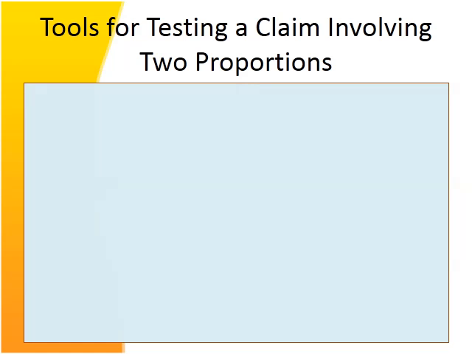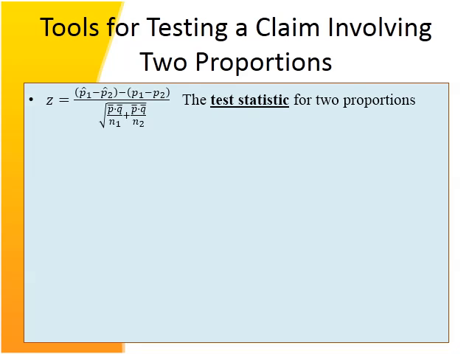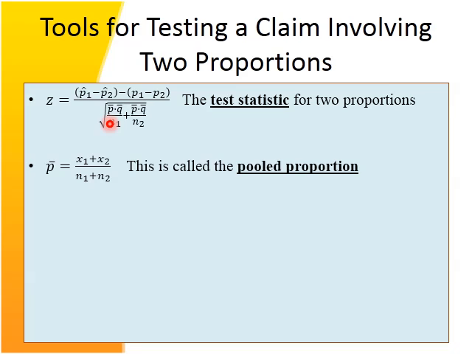So first of all, let's look at the tools for testing a claim involving two proportions. First of all, the test statistic looks a little different than the previous test statistic in Section 8.3 because we've got two proportions that we're dealing with. So we'll have two sample proportions, p1 hat, p2 hat, and then we'll have two population proportions. We also have this p bar and q bar. p bar is called the pooled proportion.